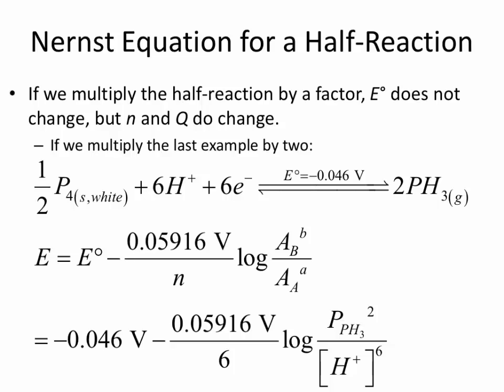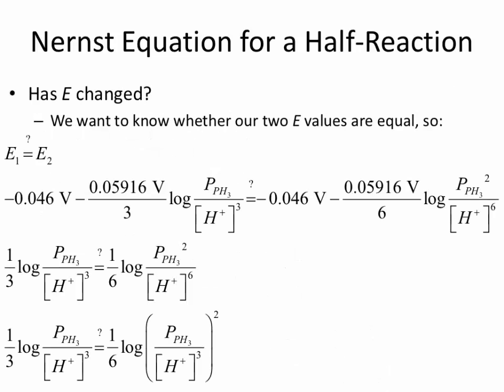And that means that our E naught still hasn't changed, but now our n has gone from 3 to 6, and that means that over here we have, instead of our pressure of phosphine raised to the first power, now it's raised to the second power. We've got it squared. And for our hydrogen ion concentration, instead of being raised to the third power, it's now raised to the 6th power. And so now we want to see, has the cell potential changed? Has E changed?